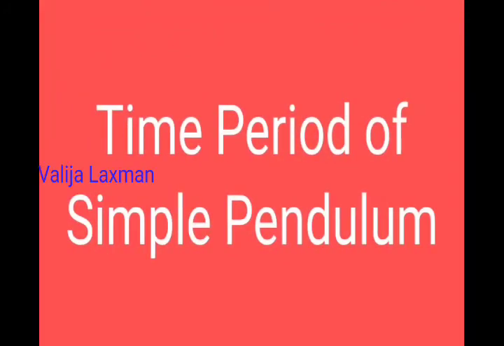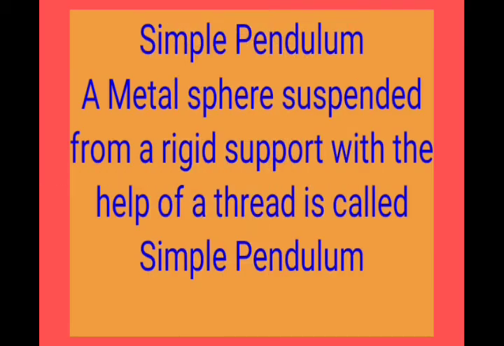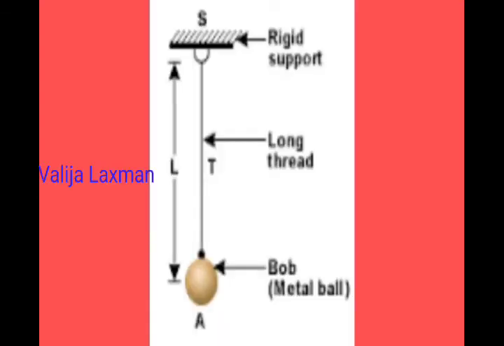So, the next concept in this chapter is the simple pendulum. What do you mean by this simple pendulum? Already explained in the beginning. Simply, you have to take a metal sphere. That metal sphere is called a bob, B-O-B, and it is suspended from a rigid support with the help of a string or a thread.